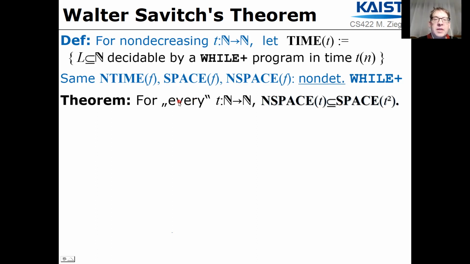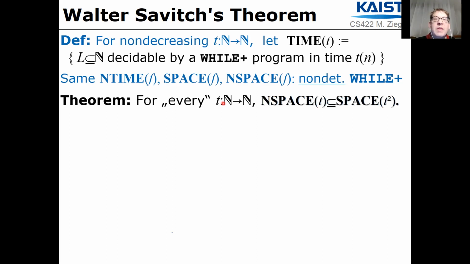Now you see here that the term "every function t from n to n" is put in quotes, and there's a reason for that, because of course it will turn out in the proof that we'll need to be able to compute that function itself, and computing that function also incurs some memory consumption, right?